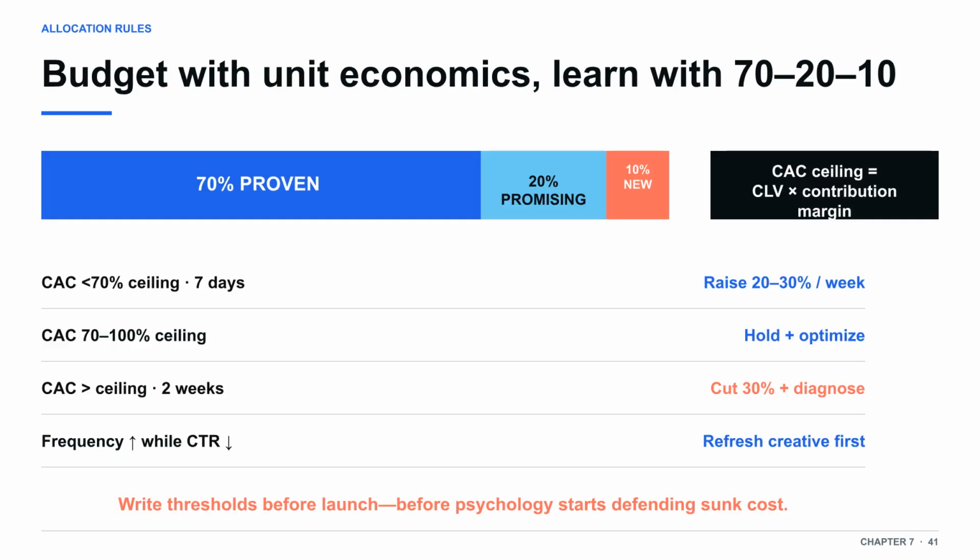Adopt a 70-20-10 budget rule. 70% to proven channels, 20% to promising ones, and 10% for new experiments. Establish your thresholds for raising, holding, or cutting spend before you launch, so you can make decisions based on data, not sunk costs.